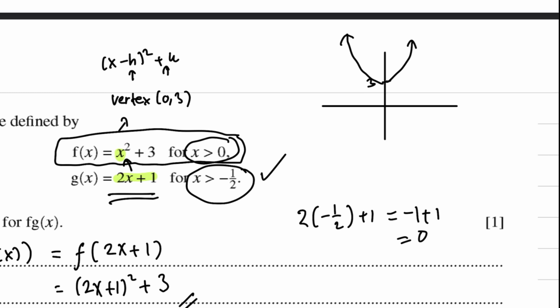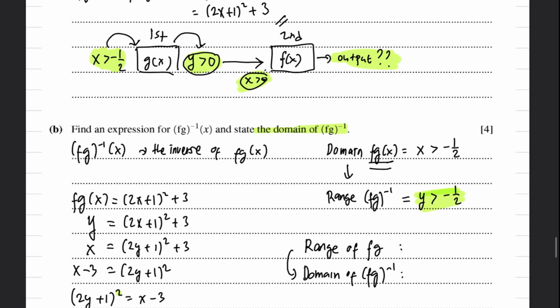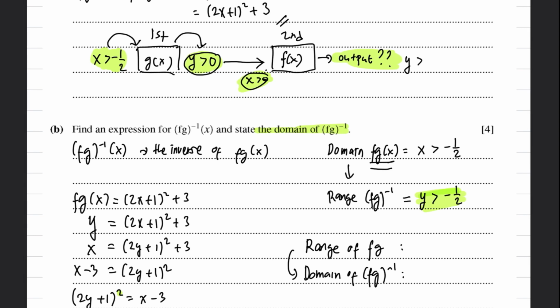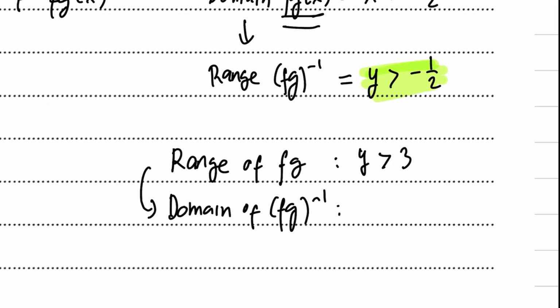And then because we just care about the values bigger than 0, we erase this. Bigger than means it goes to the right. So your range here is y bigger than 3, not equal to, because we don't put an equal sign here. So your final output will be y bigger than 3, which is the range of your fg. That means the domain will be x bigger than 3.